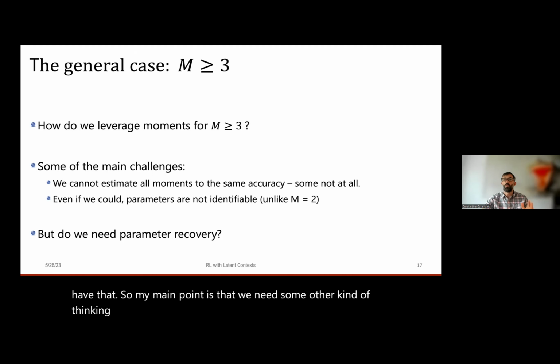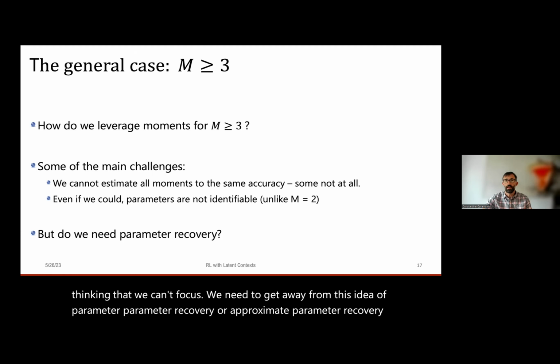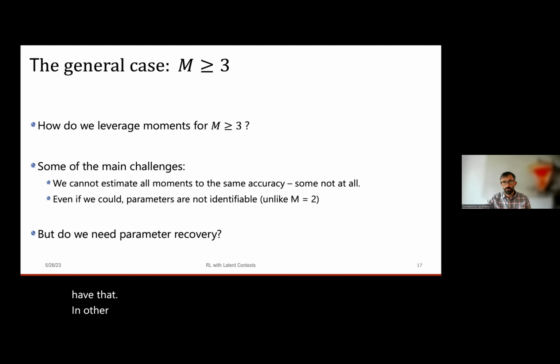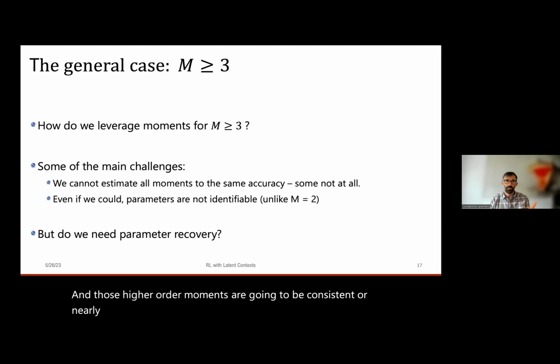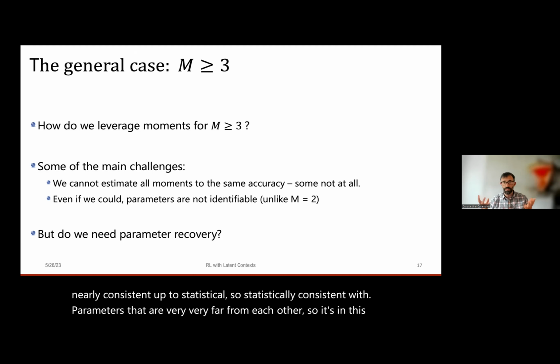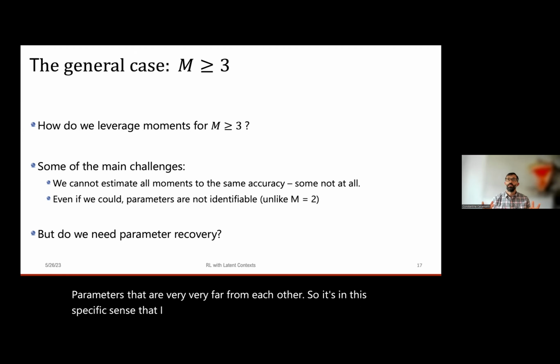We need to get away from this idea of parameter recovery or approximate parameter recovery. We can't have that. In other words, if I estimate for any sample complexity that I'm allowed, I'll do my best to estimate these higher order moments. And those higher order moments are going to be consistent, or nearly consistent, statistically consistent with parameters that are very, very far from each other. So it's in this specific sense that I can't hope to do approximate parameter recovery.